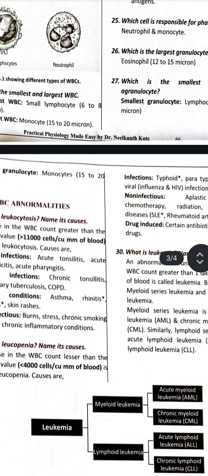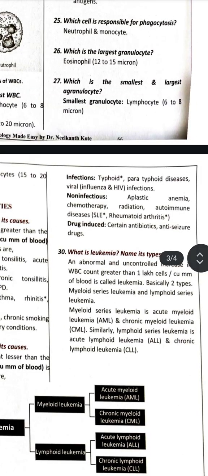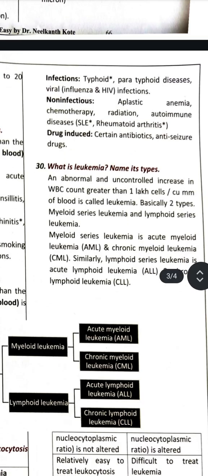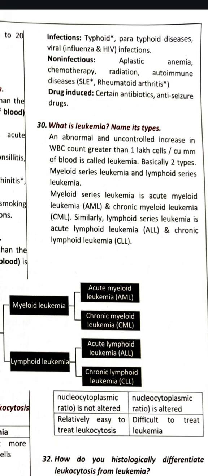The normal value ranges between 4,000 to 11,000 per cubic mm, so less than 4,000 will be considered leukopenia. Now, the causes of leukopenia: infections like typhoid, paratyphoid disease, and viral infections, where the count will be less. Non-infectious causes like aplastic anemia, chemotherapy, and radiation suppress the immune system, so the WBC count will definitely decrease. Autoimmune diseases like SLE and rheumatoid arthritis also show leukopenia. Drug-induced: certain antibiotics and anti-seizure drugs will lead to leukopenia.